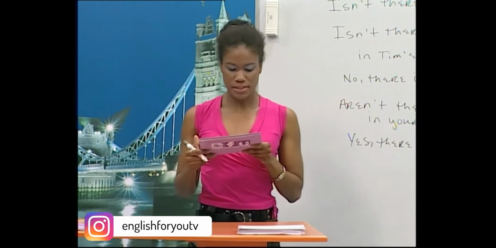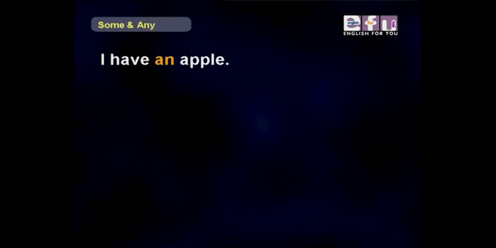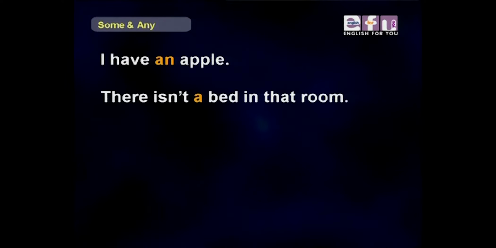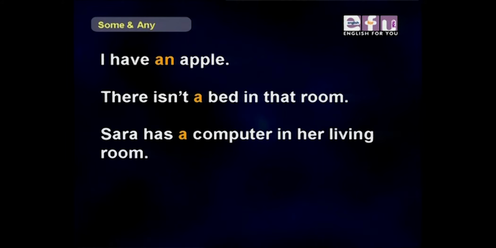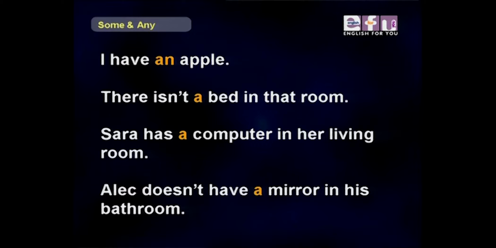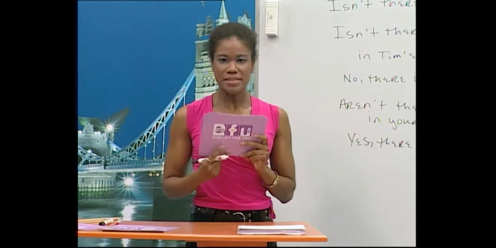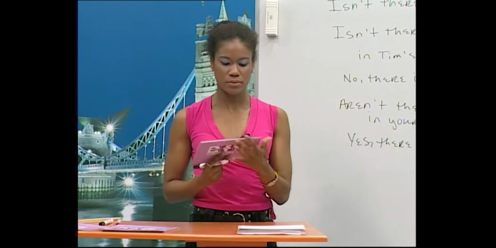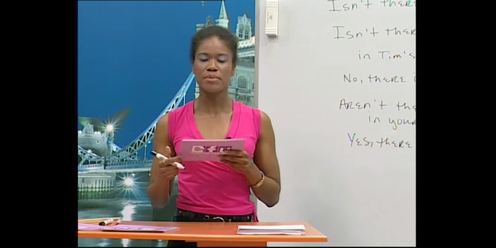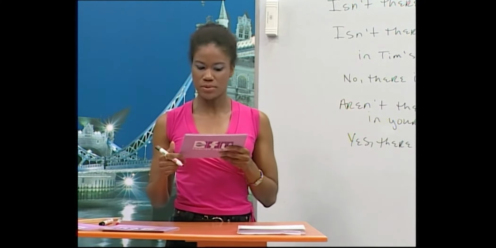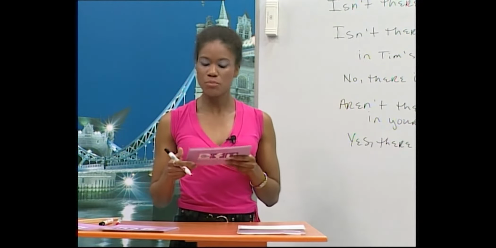Let's look at these sentences. First, I have an apple. Next example, there isn't a bed in that room. Next sentence, Sarah has a computer in her living room. Alec doesn't have a mirror in his bathroom. So you can see that the nouns apple, bed, computer, and mirror are count nouns. You can count them with numbers.